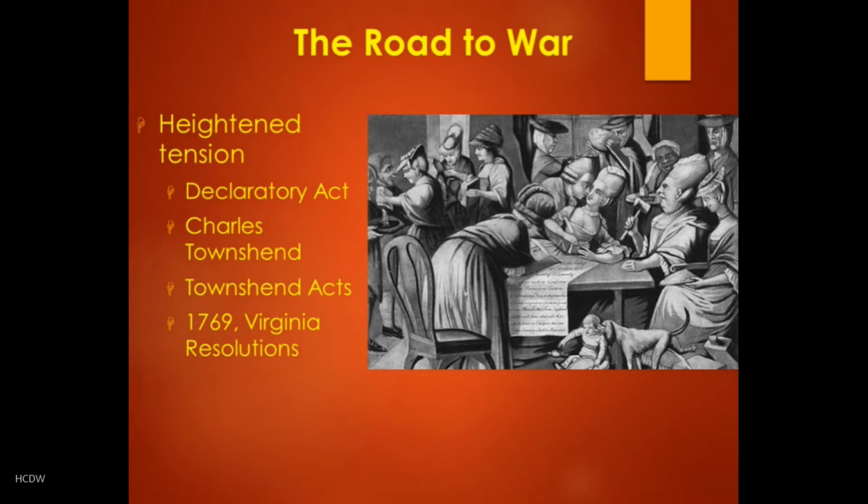And so one of the first things that comes after the Declaratory Act are a series of acts passed by the Chancellor of the Exchequer in Britain named Charles Townshend. Now, Townshend was determined to demonstrate that the Declaratory Act had teeth, and so he implemented this series of taxes known as the Townshend Acts. These acts heavily taxed items imported to the colonies such as glass, paper, lead, tea, wine, and others.